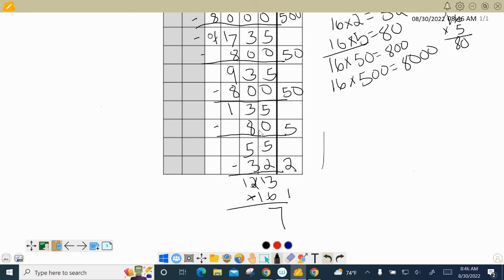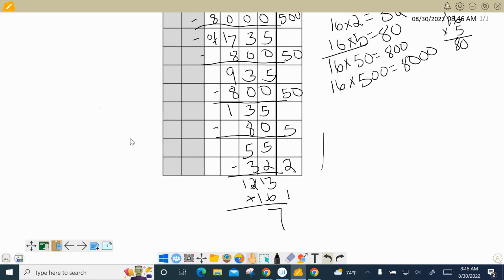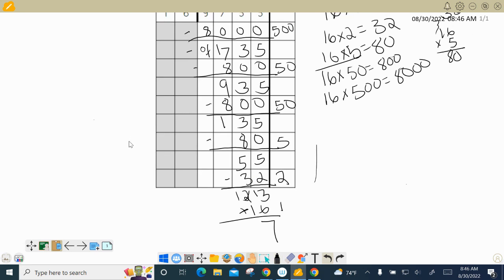So let's take a look at this. This one got a little bit longer than I was expecting, but that happens when we get to our thousands. We're going to count up our friendly numbers. So we have 500 plus 50 is 550. Plus another 50 is 600. Plus 5 is 605. Plus 2 is 607. Plus 1 is going to be 608, remainder 7 as our answer.